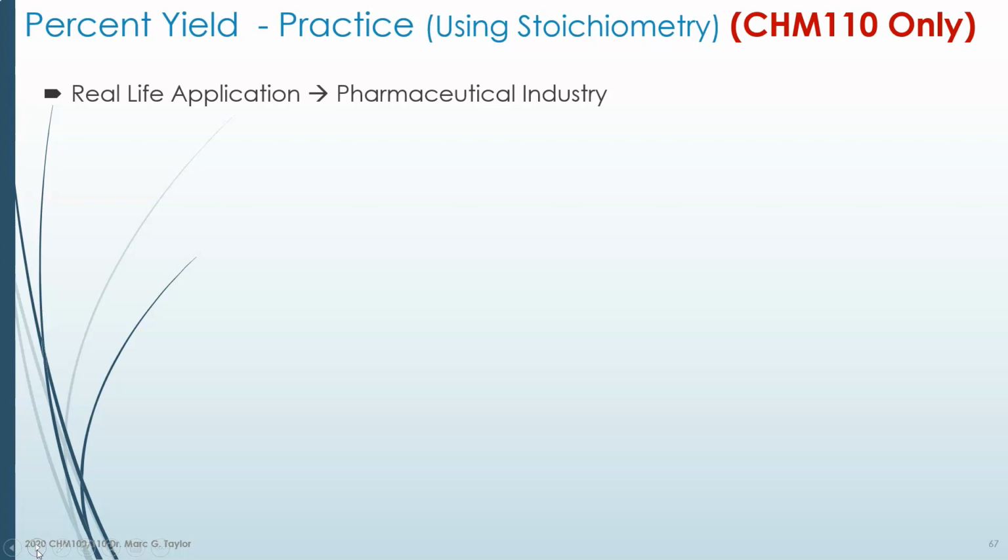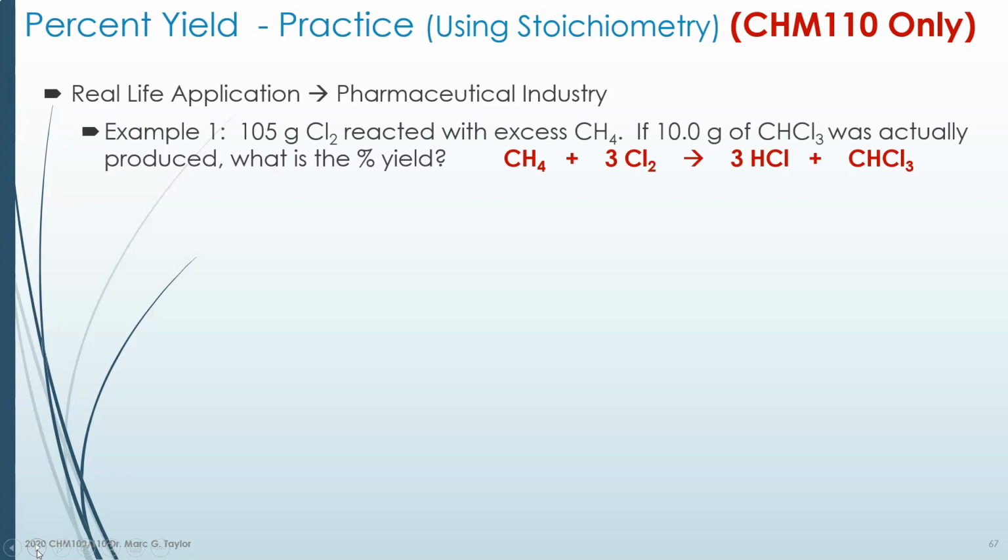So there are plenty of real-life applications. Anytime you're in an industry that uses chemical reactions, yield is always calculated. You always want to know how much material you expected to make versus how much you actually made and purified. And so here's an example where you're using stoichiometry to determine your theoretical yield first, and then I'm giving you the actual yield.